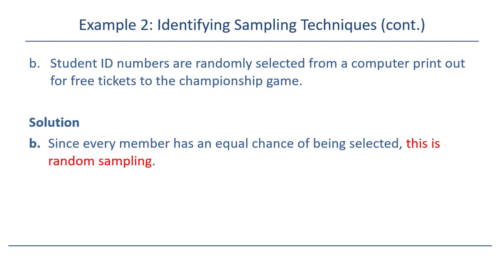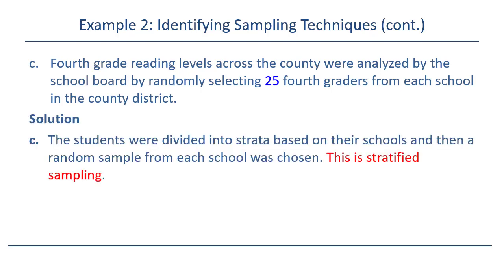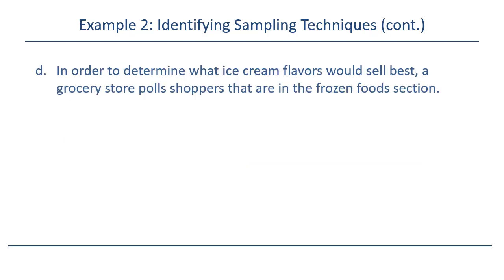How about random sampling? Fourth grade reading levels across the country were analyzed by the school board by randomly selecting 25 fourth graders from each school. So we're picking 25 from each school. What do you think, cluster or stratified? Did we take all fourth graders from each school or just 25 from each school? If it was cluster, you would take everything from a few schools. If you take some from all schools, it's stratified.